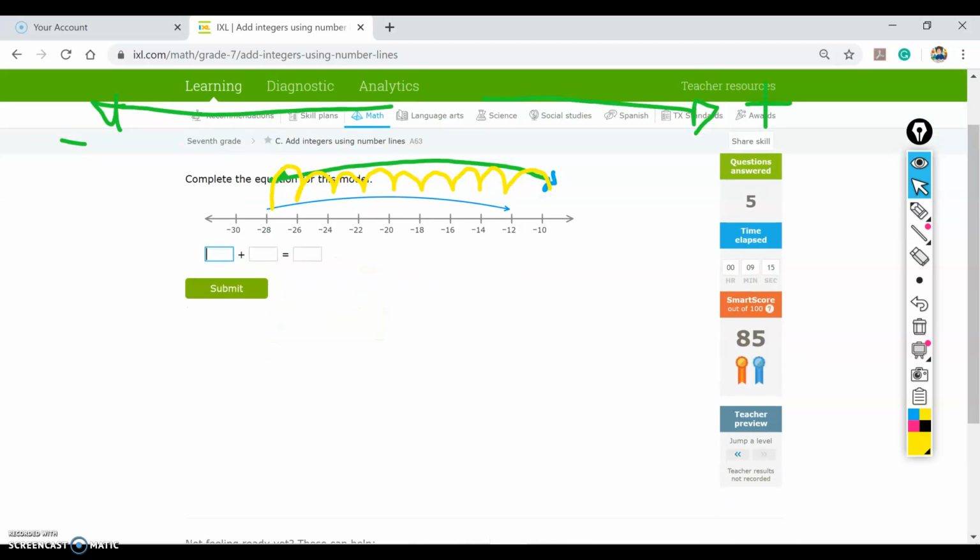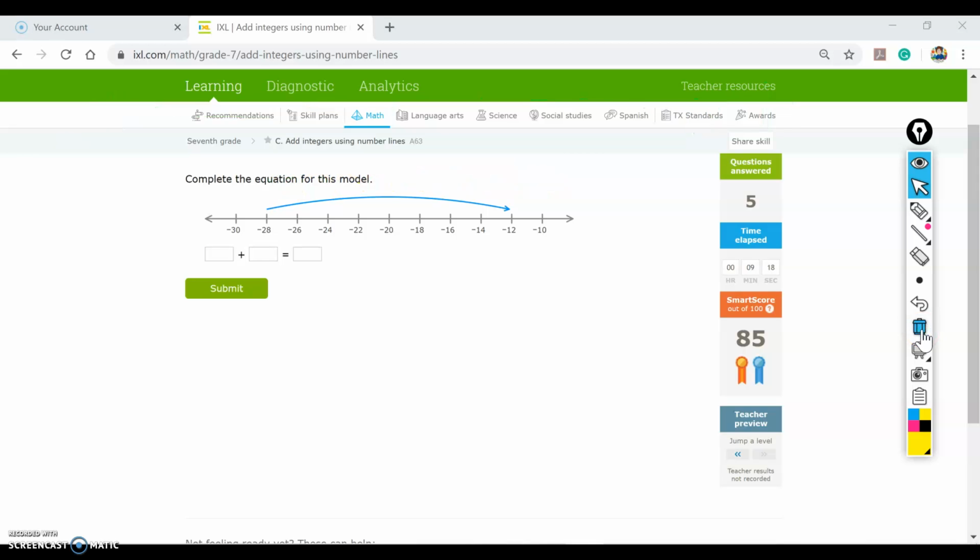Let's do this one as well. You have to be careful because sometimes the number lines are not going to go by ones, and that can be confusing too. So look at this one. Look how this number line goes by twos. So every little line counts by twos. So you also need to watch out for that.